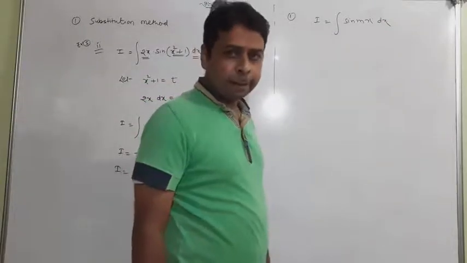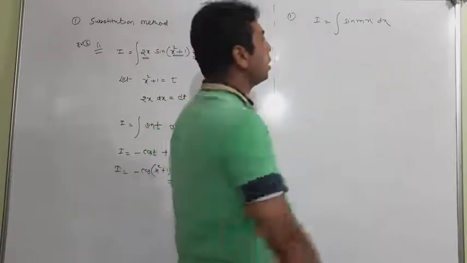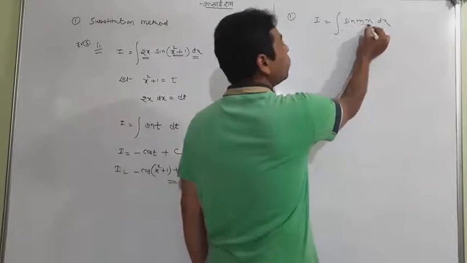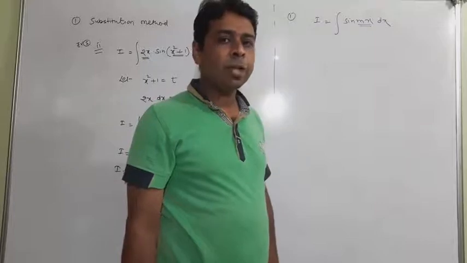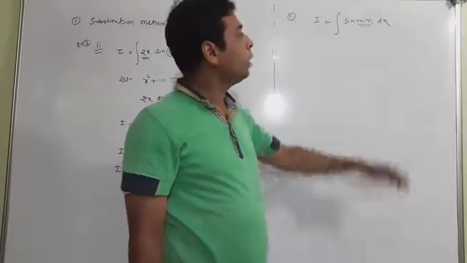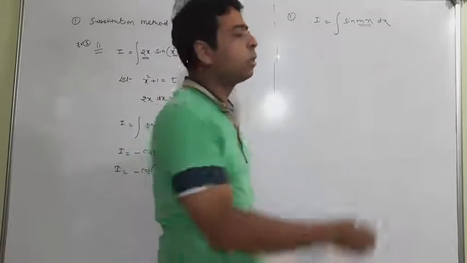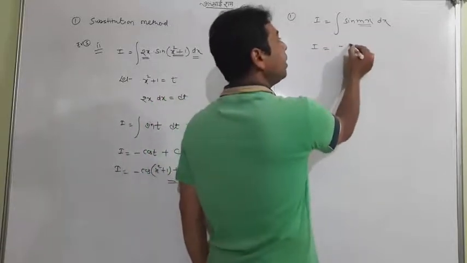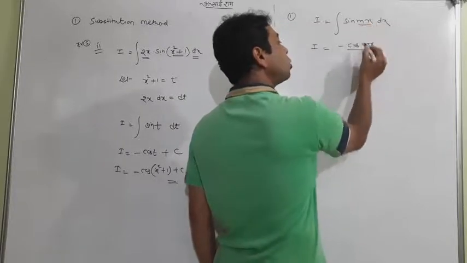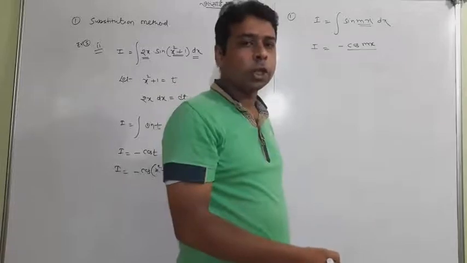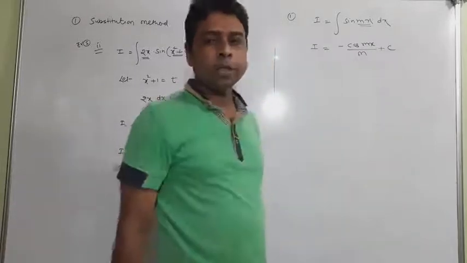Let me explain: without any special assumption, I can give the answer, because it's sine, and under this we have a linear function. You know that in the case of a linear function, you treat it as sine x, and the integration of sine x is minus cos x. So the integration of sine mx is minus cos mx, but you just have to put in the denominator the coefficient of x, which is m. So your m is here, plus c. This is the answer.